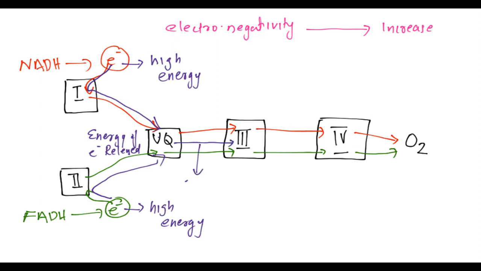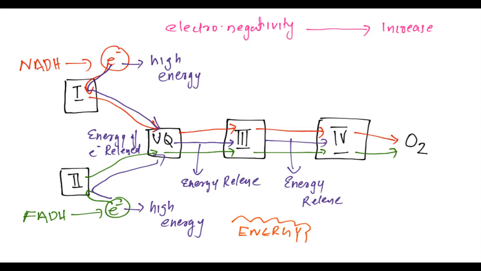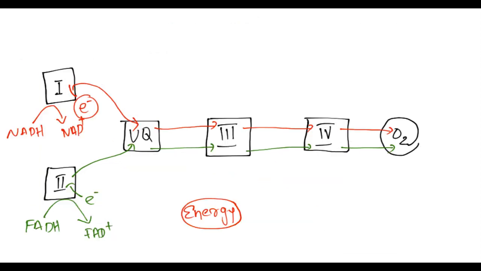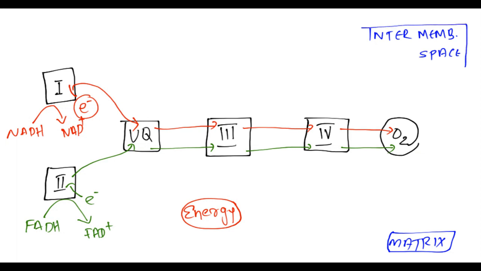In the same way, from ubiquinone to 3 there is energy release, and from 3 to 4 also the energy release is occurring. So all the energy of the electrons is released as they go through here, and we will be storing that energy and using it. And what is the purpose of this energy release? We'll be discussing that. You have to know that this is the matrix, the inner part of the mitochondria, that is the outer part of the mitochondria, the intermembrane space, and all this structure is present on the inner membrane.